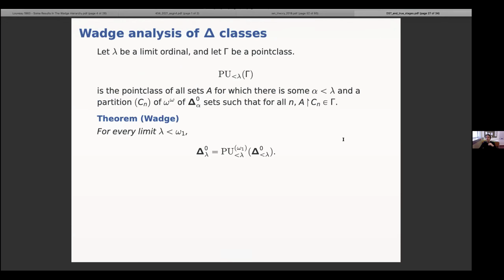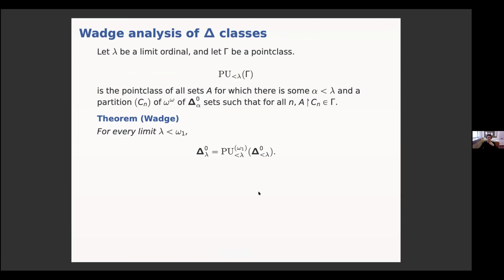I'm running out of time, I think, right? So let me just skip this. I'll just say quickly that Wedge, in his thesis, gave an analysis of delta 0 alpha sets for limit alpha, and it works using the operation of partitioned union.